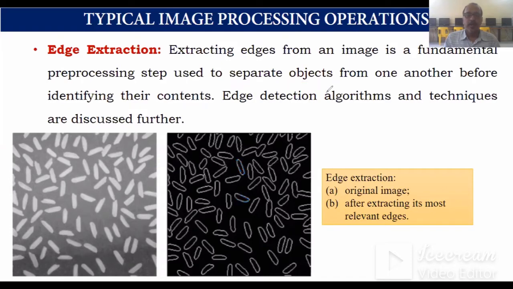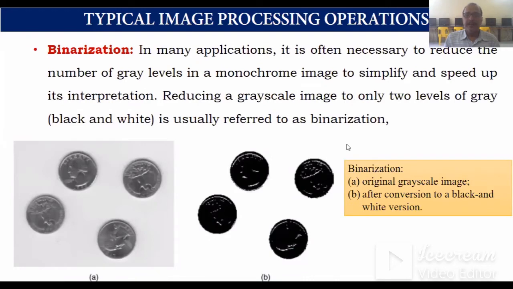Now next part, binarization. This is also one of the important techniques. Binarization means converting the image into binary form. Binary form means the image will be converted into white and black color. Whatever the color, it will be converted to either white or black. So this will be binarization. See this image.